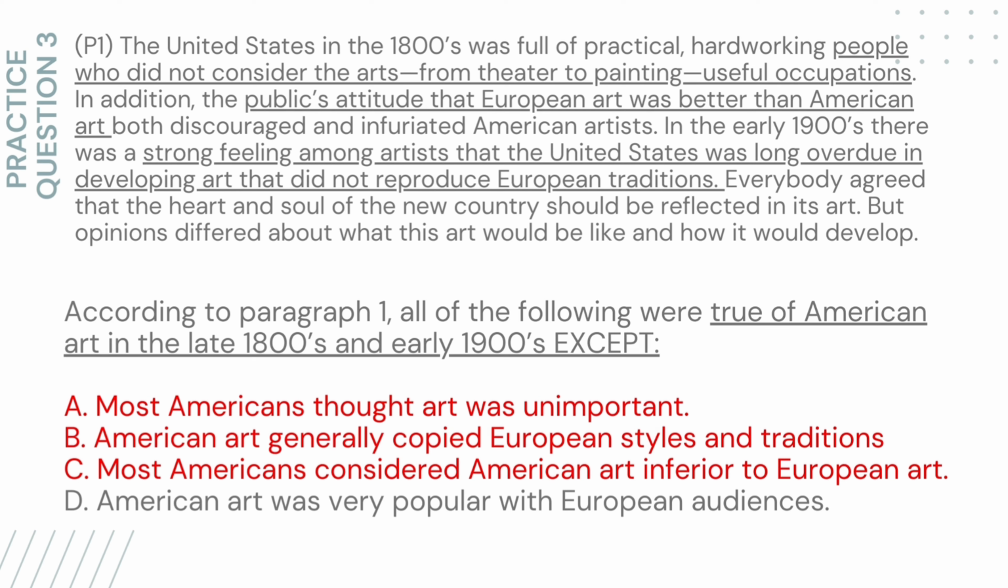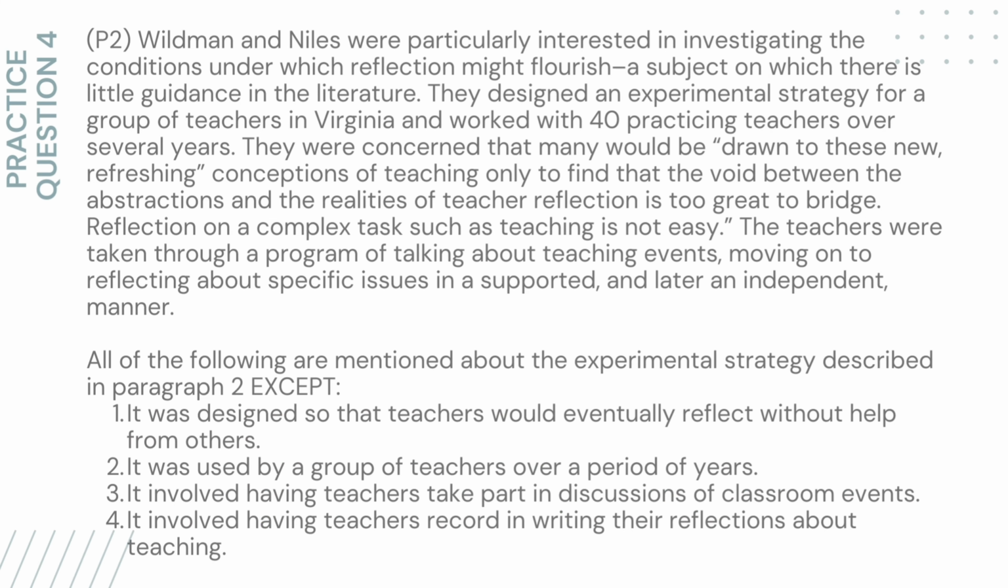So the correct answer is D. It is the only one remaining. American art was very popular with European audiences. You can see that not only did we not find it, but it doesn't really match the main idea of what we have underlined. Really, they haven't had anything nice to say about American art, so it tracks, it makes sense. The D is the answer. Okay, I'm going to let you do question number 4 on your own.